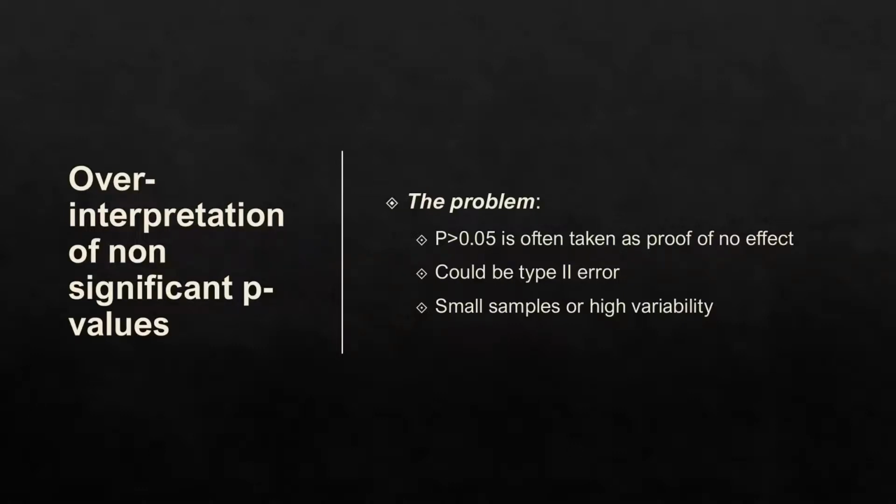So basically, I think it was Douglas Altman who said, absence of evidence is not evidence of absence. Finding no significant difference does not mean that there is no difference. It could just mean that your study wasn't large enough to detect a difference that might really be there.